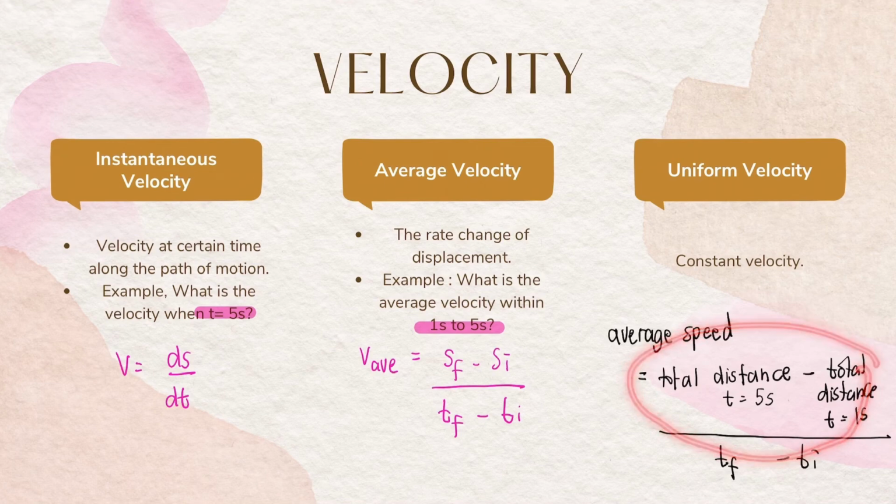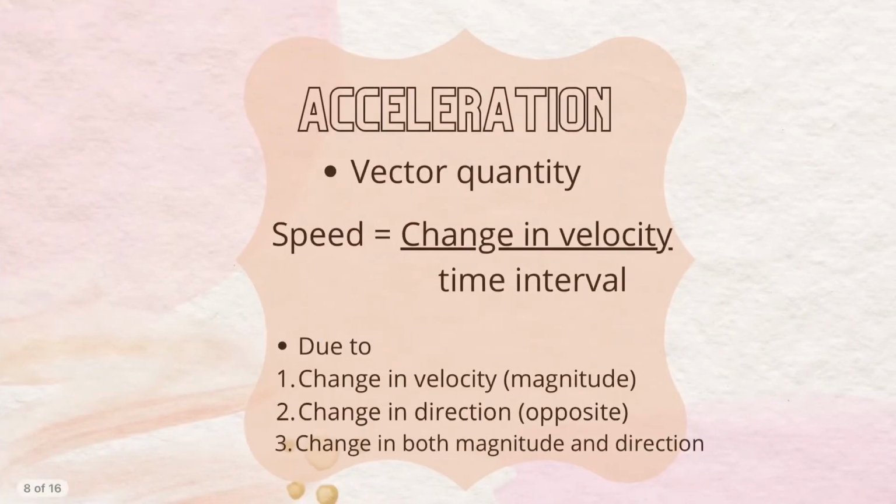Okay, the last one kita ada uniform velocity. Uniform velocity ni is a constant velocity lah. Maksudnya throughout the journey, velocity dia sama sahaja. As I said, uniform ni same definition as constant. Okay, lastly kita ada acceleration. So acceleration is a vector quantity.